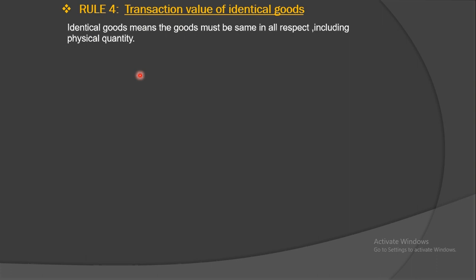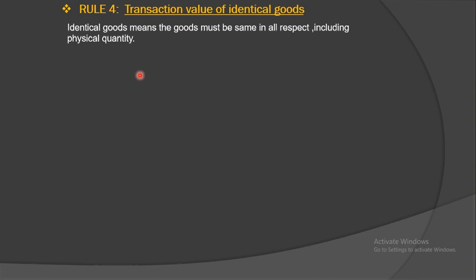It is totally identical with other goods. Like I will take an example, Splendor and Passion are both motorcycles of the Hero company. So both of them are identical goods. But if we take Splendor of Hero and Pulsar of Bajaj, these are not identical goods because the manufacturers of the two motor vehicles are different.